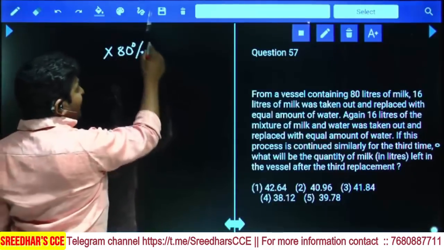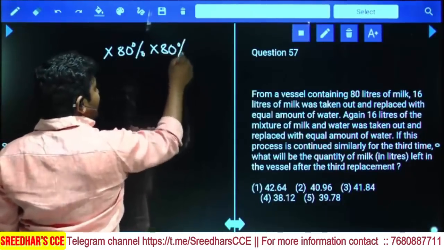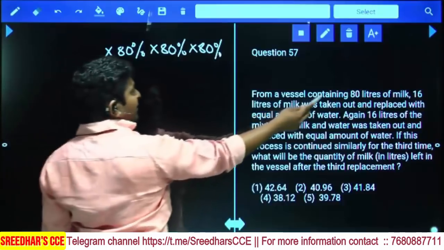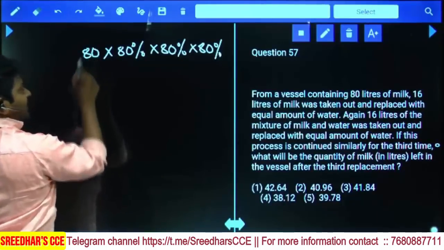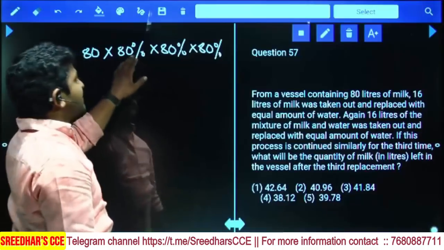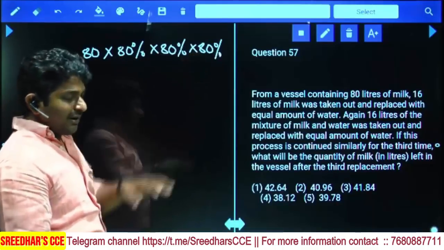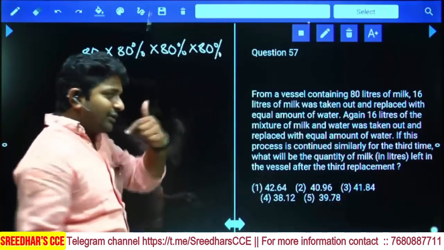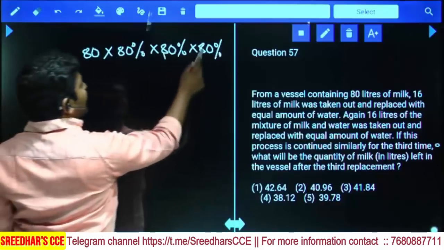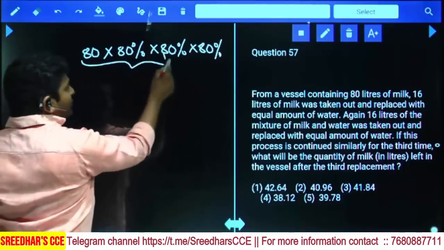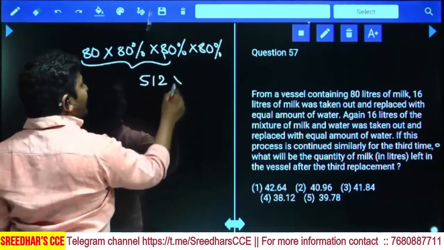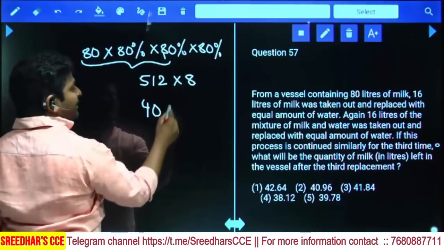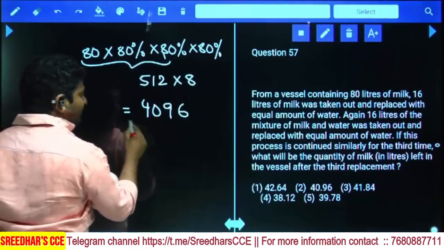If it is done a second time, again you will have 80%. If the process is done 3 times, that will be equal to 80% again. And the initial quantity of milk is equal to 80 liters. Now forget about decimals and zeros. Percentages, 80 by 100, 80 by 100, 80 by 100. As of now, I don't want to consider how many zeros are there. But if you look at your face values, we have 8, 8, 8. 8 cube is equal to 512, into 8 we have 4096. So you should see a number 4096.